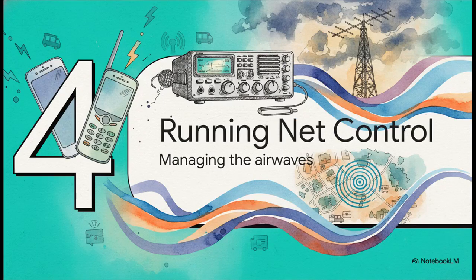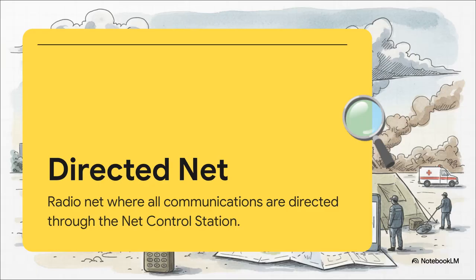Switching gears now to section 4, running net control. So we're transitioning from your mobile phone to the radio. When you step up to take over as net control, you are now running what is called a directed net. To be clear, this is not a casual chat room. This is a highly disciplined, structured environment where absolutely nobody transmits unless you explicitly call upon them, and all information flows directly through you. You are literally the traffic cop of the airwaves.